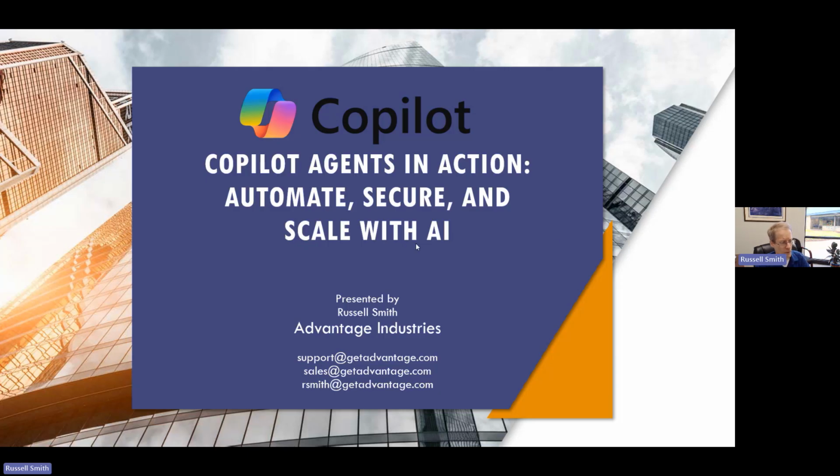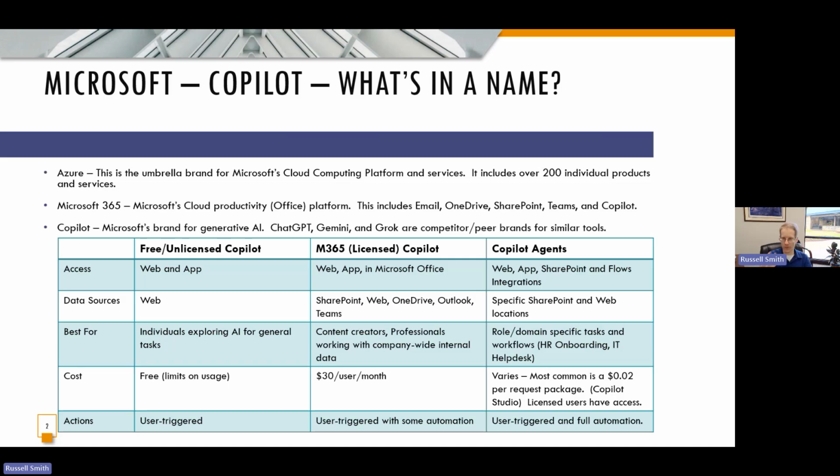So where I want to start first here is Copilot and what's in a name. This is a brand name that Microsoft has. So Microsoft loves throwing names at us. We have Fabric, which is part of their cloud. Azure is the umbrella for all of Microsoft's cloud services. And their brand name for their AI assistants is Copilot. So the equivalent to that is going to be Claude, ChatGPT, Gemini, Grok. That just happens to be their brand.